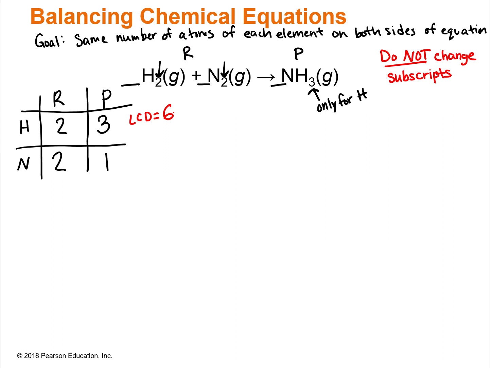That means on the reactant side, we're going to put a 3 in front of where we see hydrogen. On the product side, we're going to put a 2 in front of the compound that has hydrogen. Then we're going to do another table.